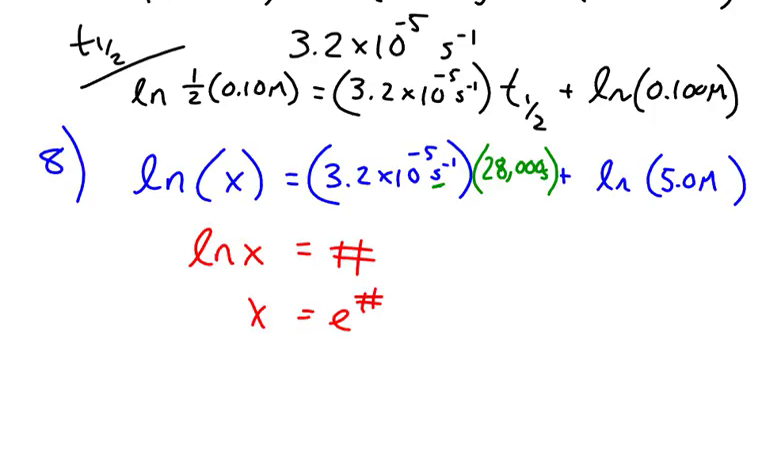E negative 5 times 28,000. Oops, is it 800? I rewrote it wrong. That could be the problem. Plus natural log of 0.5. Oh no. Oh, there's 3s. And then I take E to that answer. Wait, what? Why did I get what they just got?